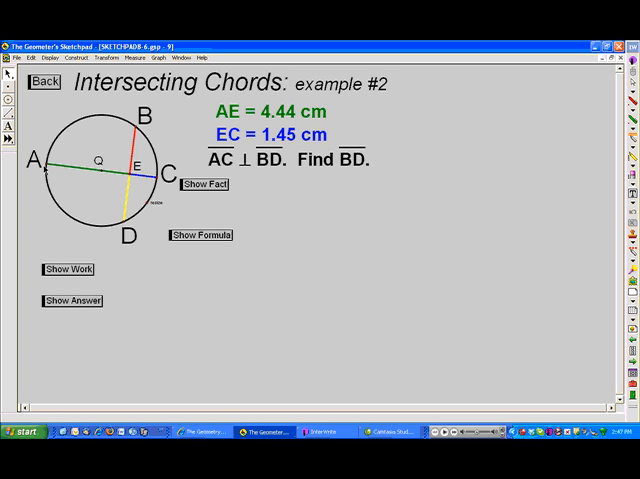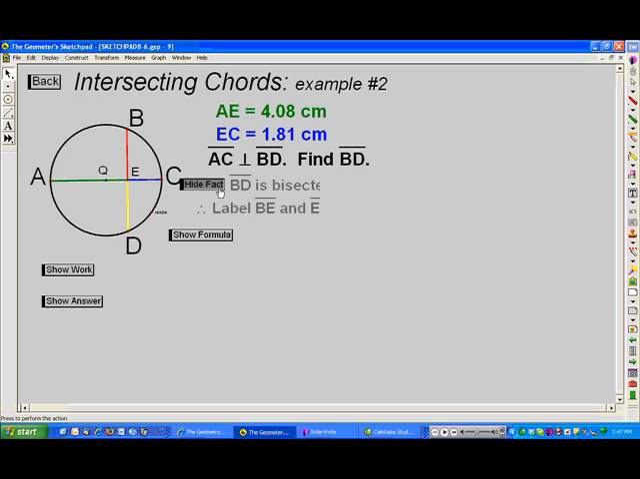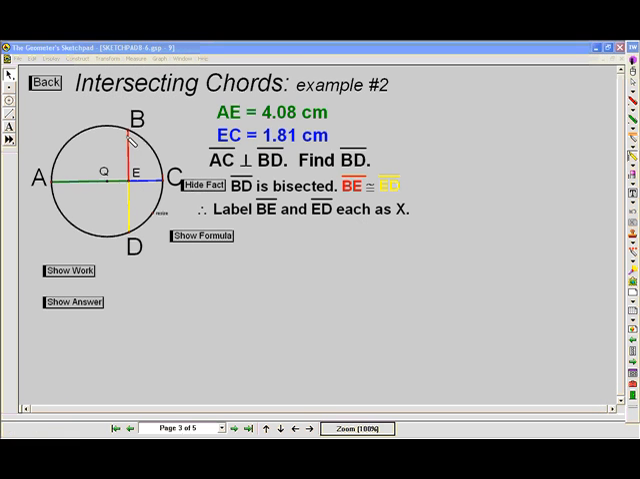There can be a more unique situation, and that is where one of the chords is a diameter and the other chord is perpendicular to that diameter, like this. So, should we have perpendicular, one thing is true: the chord BD is bisected. Therefore, BE and ED are the same. So if these two pieces are the same, that's rather unique.